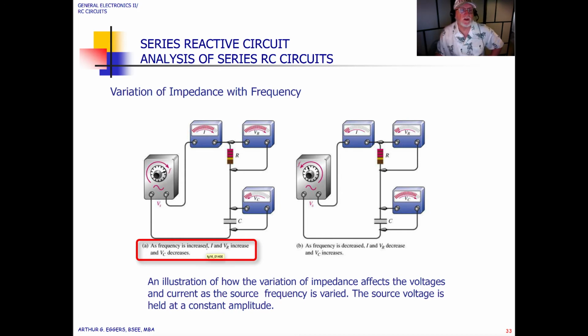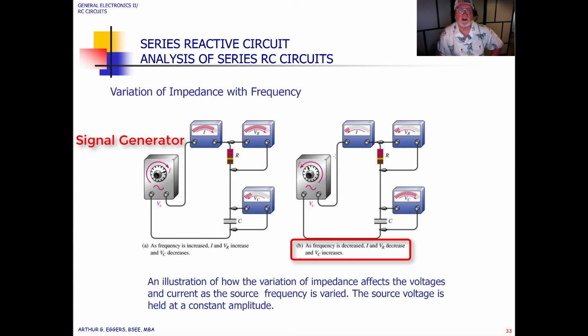As the frequency is increased, the current and the voltage drop across the resistor and capacitor change. So when we increase the frequency, the current increases, the voltage drop across the resistor increases, and the voltage drop across the capacitor decreases. If we decrease the frequency, as we see on the frequency generator, the total current decreases. The voltage across the resistor decreases, but the capacitor voltage drop increases.